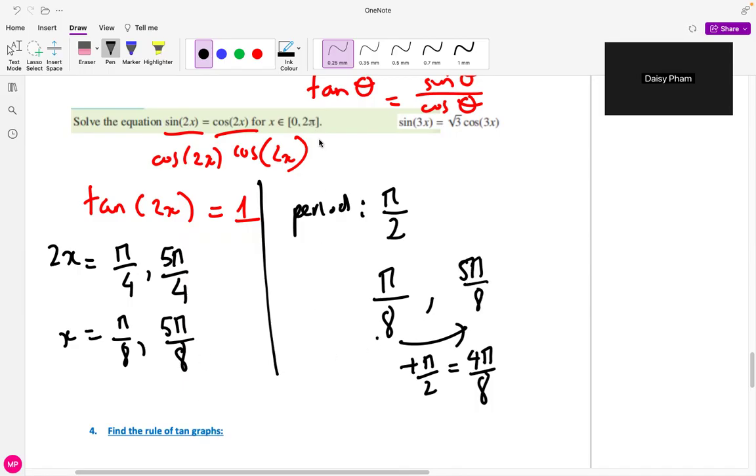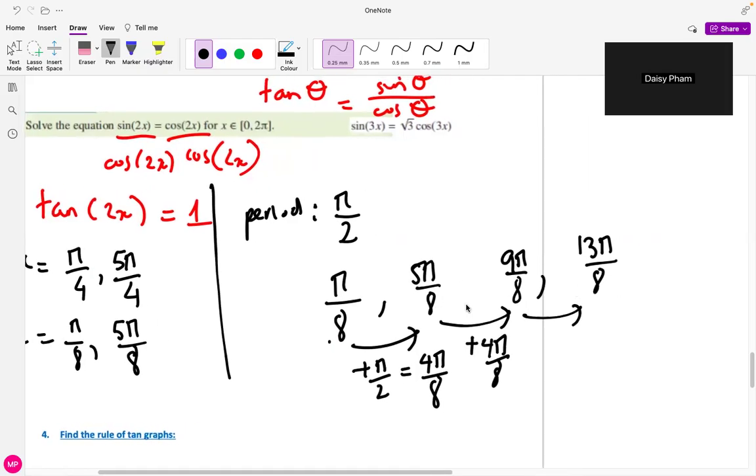Now your domain goes to 2 pi, so you can keep going from here. So 5 pi over 8, keep adding, you get 9 pi over 8, and then 13 pi over 8, and then one more, which is 17 pi over 8, but it's over 2 pi, so you won't have that. So you end up having 4 solutions.